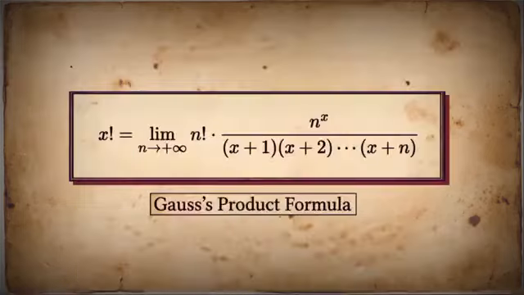We now write the limit symbol explicitly. The factorial of x equals the limit, as n tends to positive infinity, of the factorial of n times n to the x, divided by the product of x plus 1 through x plus n. This is the working definition we will use for everything that follows.